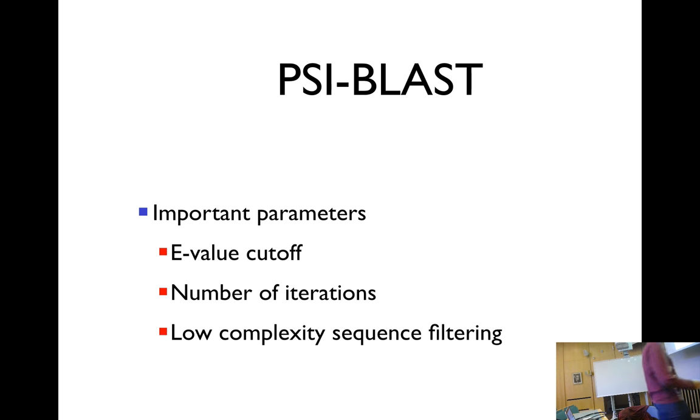So what is important here is the cutoff. If you use an E-value cutoff that's too high, you risk having false positives, and as soon as you get some false positives in your profile, they might actually take over and you only see them. So that can happen. That's why you don't want to run too many iterations, and also you might want to use low-complexity filtering. So there is a small risk if you don't do that.